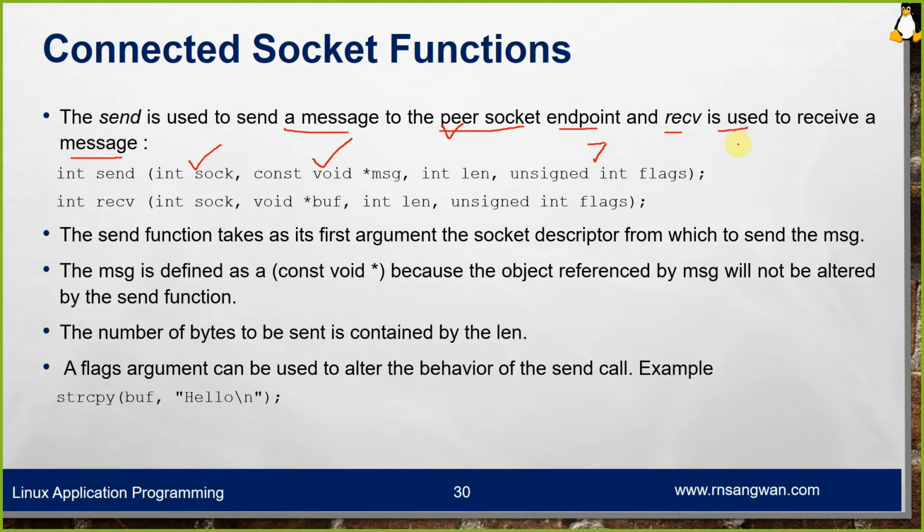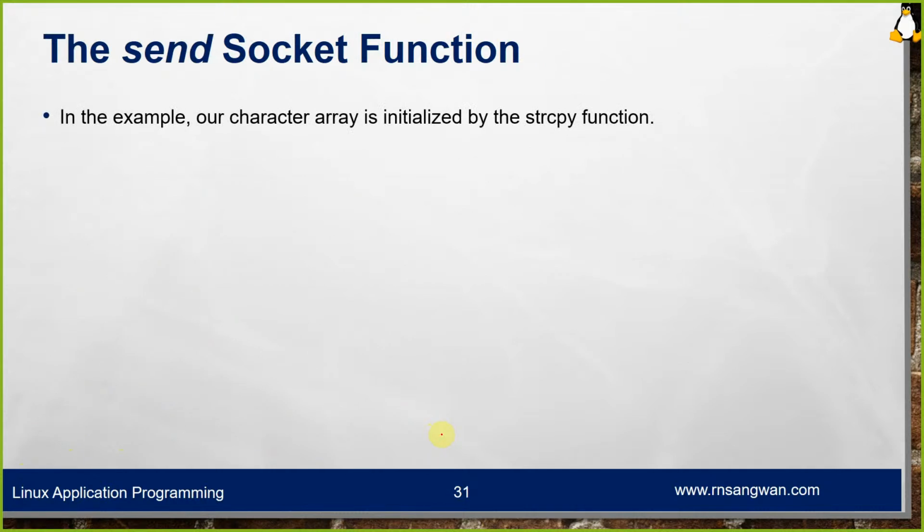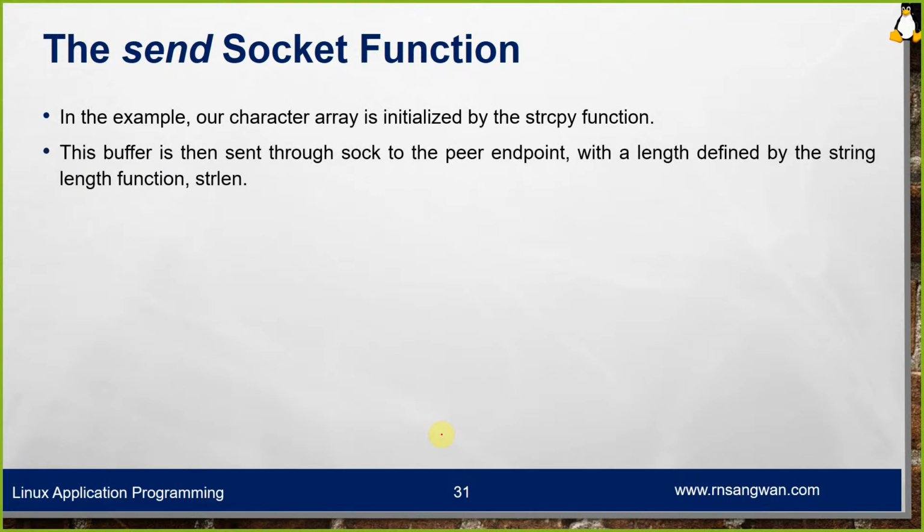For example, you can define a simple example: string copy. This is a call example. String copy, buffer, hello. So we are copying this data, and now we are using the call: socket, void pointer, buffer, and string length of the buffer, and the value 0. So this is an example call of the send function. In the example, our character array is initialized by the string copy function, as you noticed. This buffer is then sent through the socket to the peer endpoint with a length defined by the string length of the buffer.